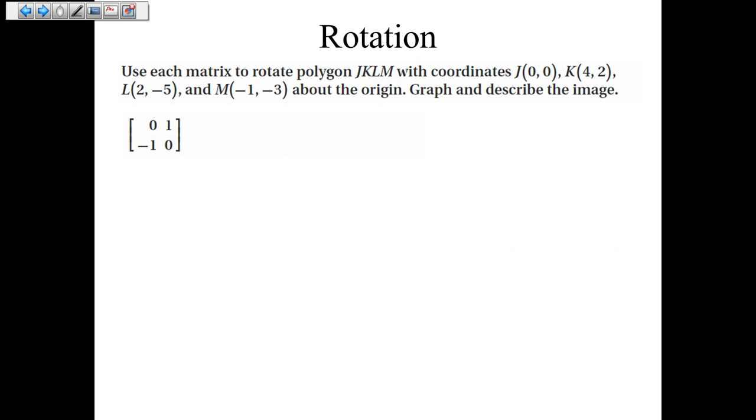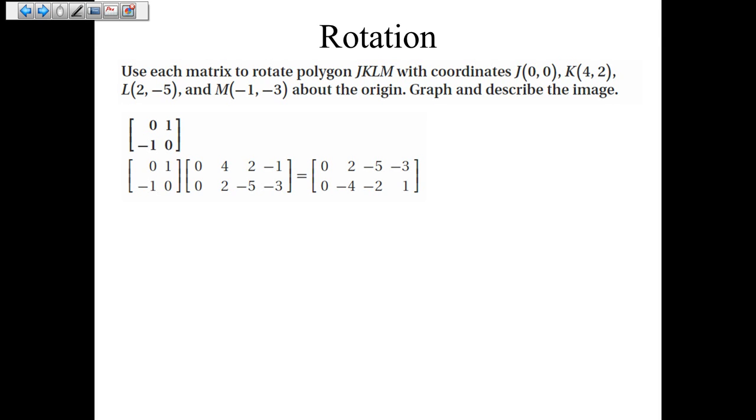Okay, so let's do this again. We have a polygon JKLM, and we want to use this rotation matrix. They're just going to give you the rotation matrix. You just need to know to put it in front and multiply by it. So that's exactly what we're going to do here. We're going to put that rotation matrix in front. We're going to use our matrix multiplication in order to make this happen.